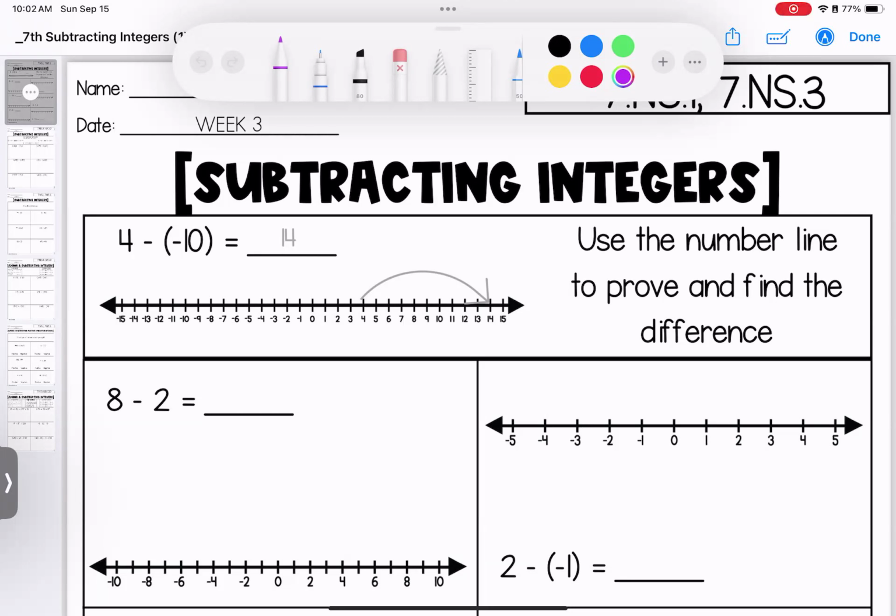We are looking at subtracting integers. There are 6 pages. As always, you are not expected to do all of them, just making sure that I give enough practice so that everyone feels comfortable with the skill.